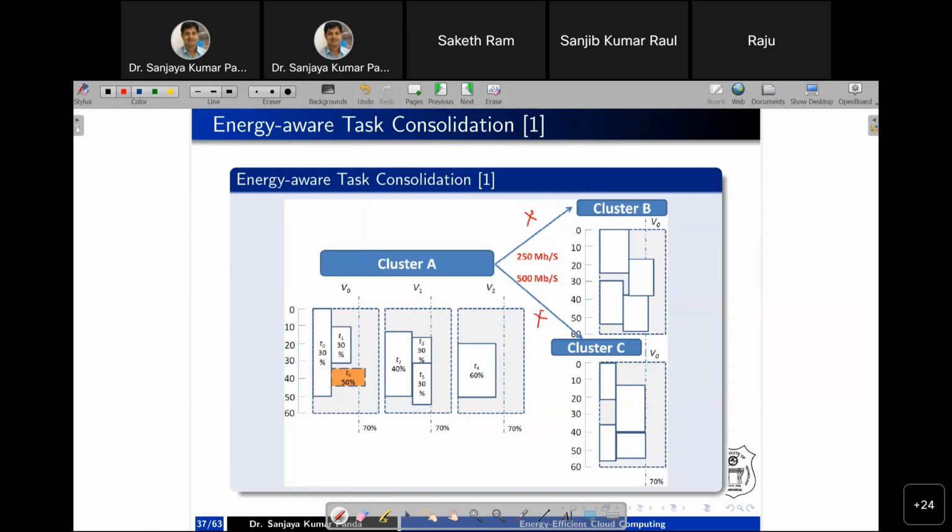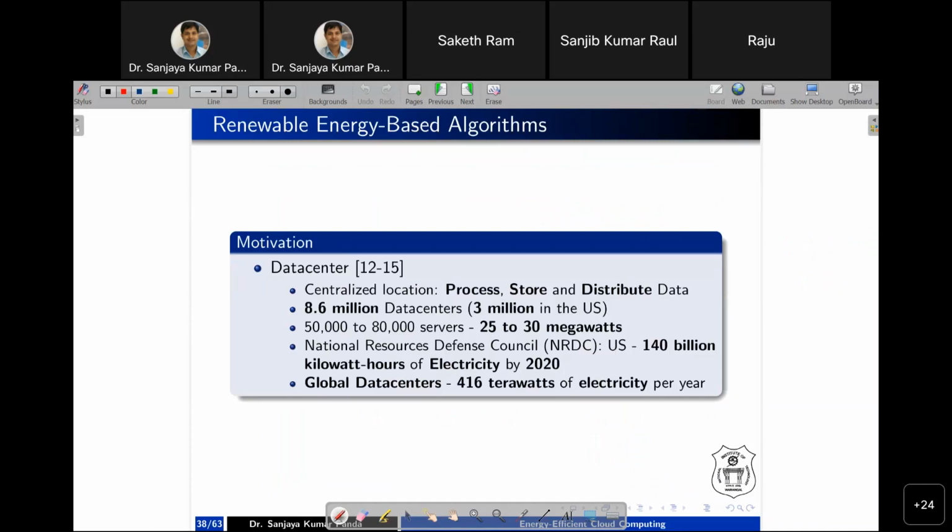So in that case, you have to see whether, by violating the CPU utilization threshold, we can accommodate that or not. Like here, if I assign T6 to B0, the combined utilization is 30% plus 50%, which is 80%, and 80% is greater than your 70%. You can violate the threshold, but you can fulfill the requirement of the customer. So in the worst case, if required, you are going to violate the CPU utilization threshold. In other cases, you are not going to violate it. So these are related to non-renewable energy.